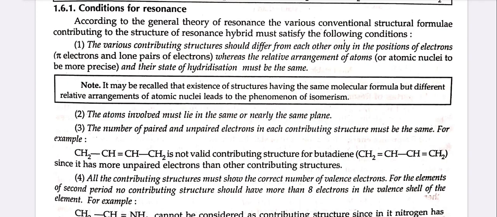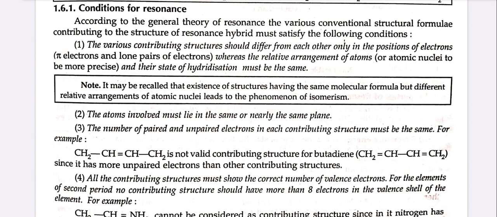According to the general theory of resonance, the various conventional structure formulae contributing to the structure of the resonance hybrid must satisfy the following conditions. First, the various contributing structures should differ from each other only in the position of electrons, that is pi electrons and lone pairs of electrons, whereas the relative arrangement of atoms, or the atomic nuclei to be more precise, and their state of hybridization must be the same. Note: it may be recalled that the existence of structures having the same molecular formula but different relative arrangement of atomic nuclei leads to the phenomenon of isomerism.